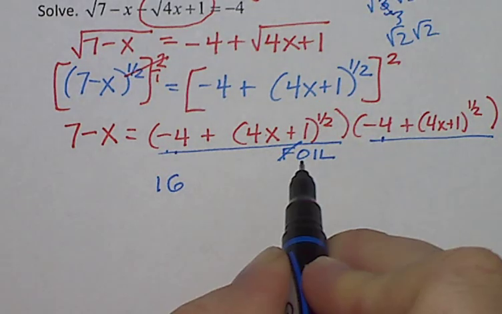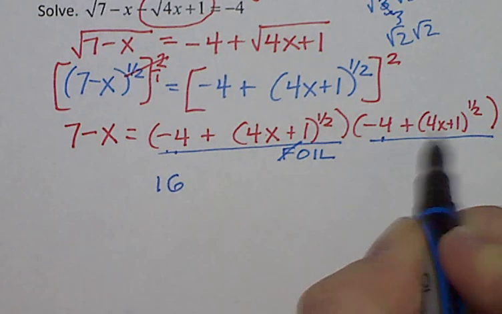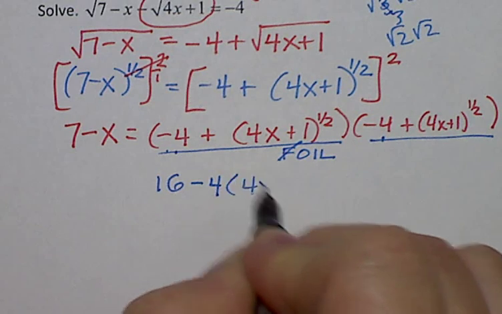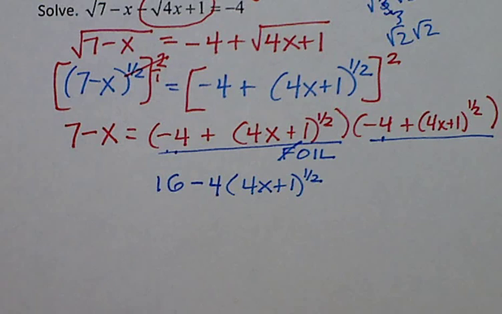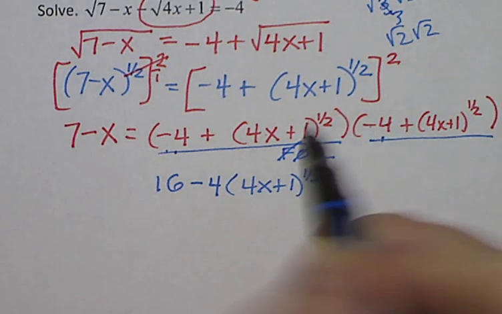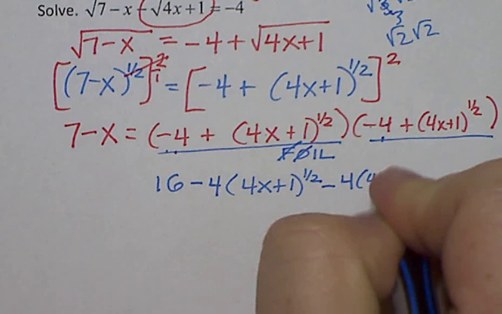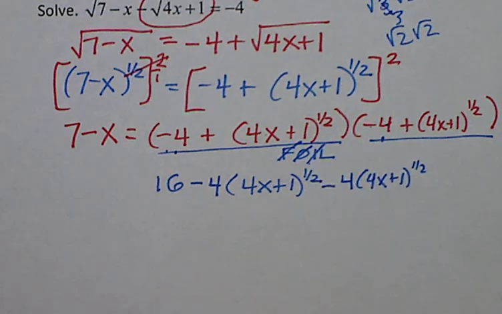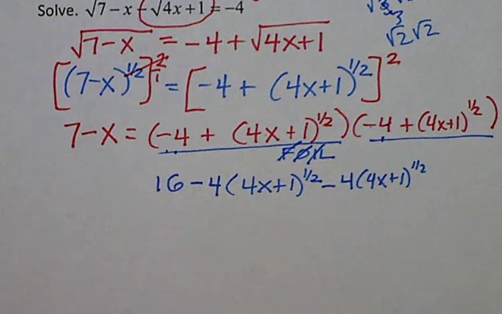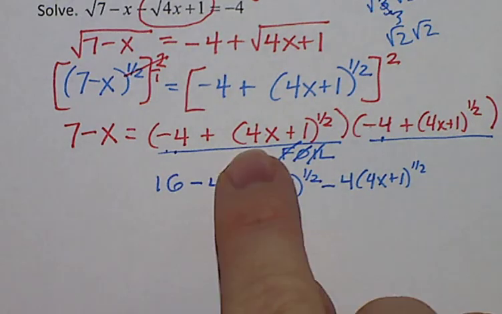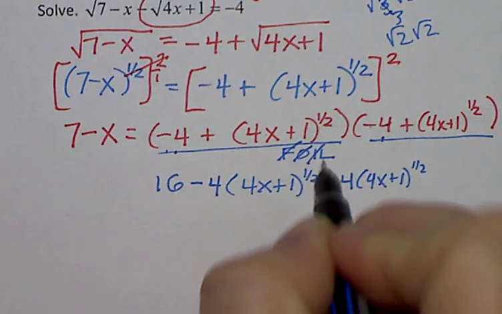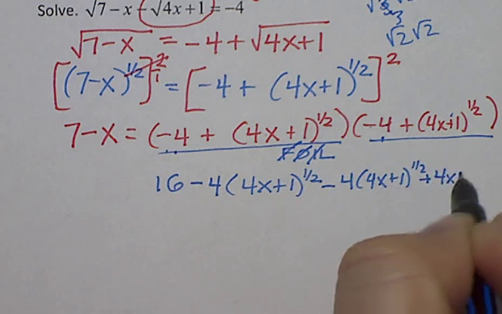Multiplying the outsides, this would be negative 4 times this quantity. So here's what I'm going to write. Negative 4 times this quantity. Bless you. And then, okay, took care of the outside. Now it says multiply the insides. Negative 4 times this quantity again. Okay, now let's go back to this concept. So square root of 3 times the square root of 3 is just 3. Square root of 7 times the square root of 7 is just 7, right? So this is the square root of 4x plus 1 times the square root of 4x plus 1, which would just be 4x plus 1. So when I multiply the outsides, I get simply plus 4x plus 1.